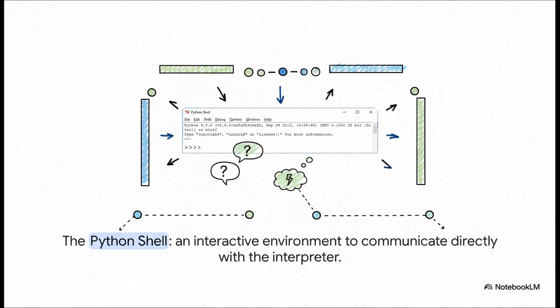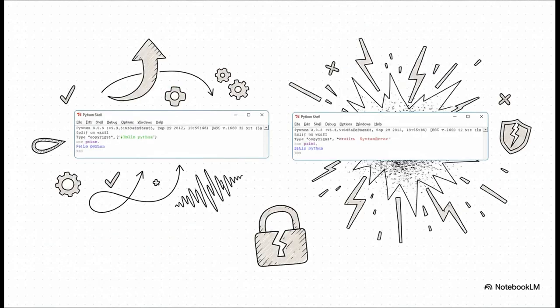And this is where the conversation happens. This little window is called the Python shell. See those three little arrows? That's the prompt. That's basically the interpreter saying, okay, I'm listening, give me your first command. But here's the catch. You have to speak its language perfectly.